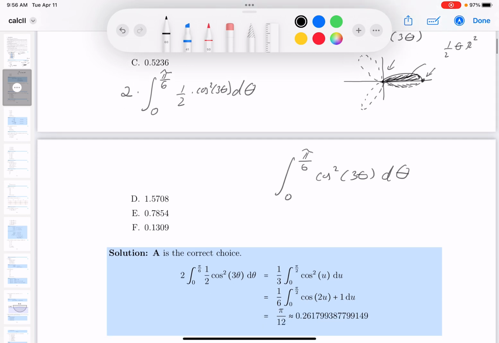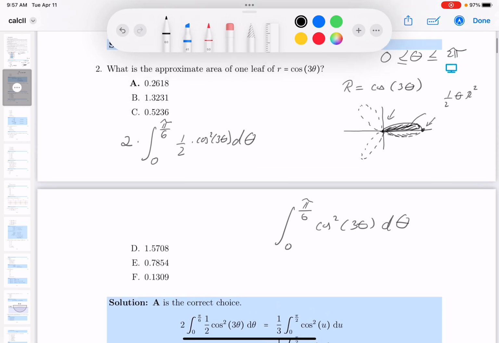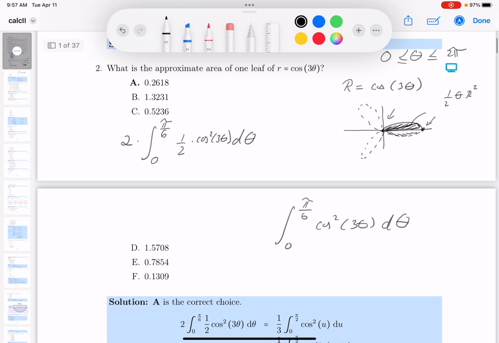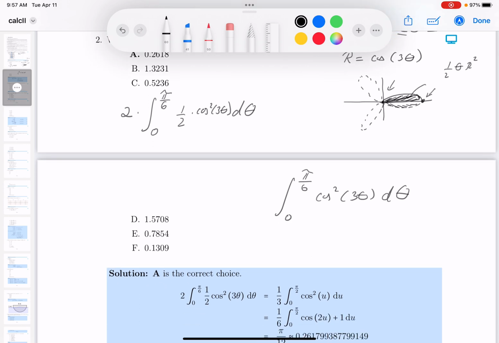So I want to go through that with you. If this were an exam at most schools, they would not allow you to use a calculator. They want you to get the exact value for this. So I'd use u substitution. Let me write this over here. u equals 3 theta, and du equals 3 d theta. That's not so bad. Now, if theta is 0, 3 times theta is 0, and 3 times pi over 6 is pi over 2.